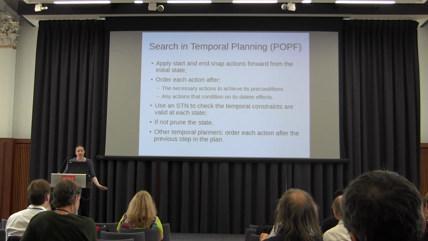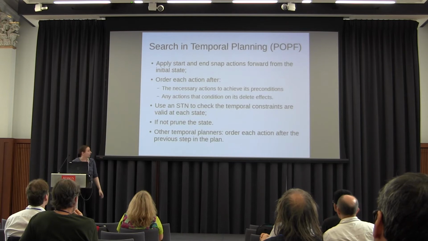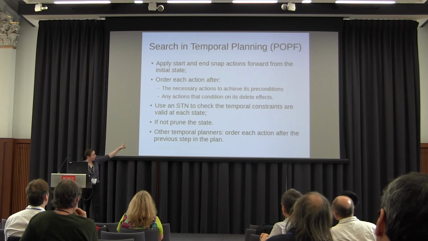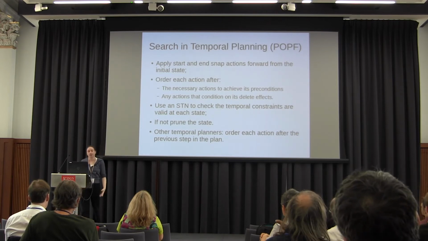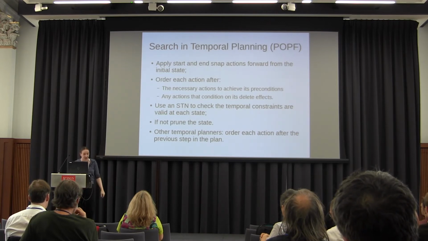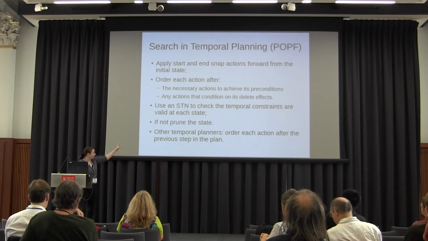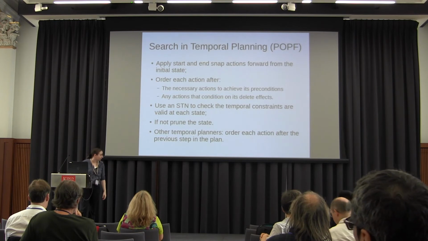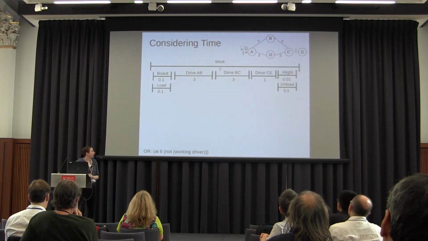And this is true for your decision epoch planners as well. They just order every action after the last action in the plan. Once we've done our planning and applied our action, we use a simple temporal network to check that the temporal constraints are valid at each state. If the temporal constraints are valid, we can keep it. If they're not, then we're going to prune the state. So, let's have a look at time then.